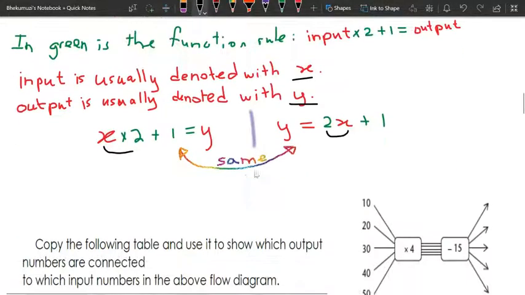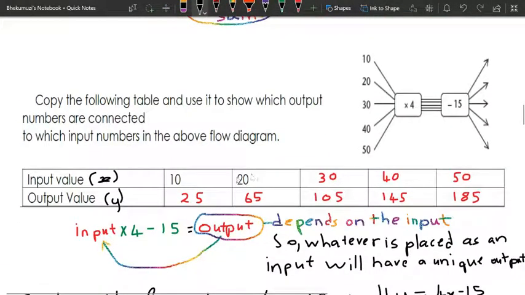Okay, so here's another example. They say, copy the following table and use it to show which output numbers are connected to which input numbers in the above flow diagram, right? So now you have 10, 20, 30, 40, 50. These are input values that have been chosen, right? Meaning that it could have been anything else, but they chose 10, 20, 30, 40, and 50.